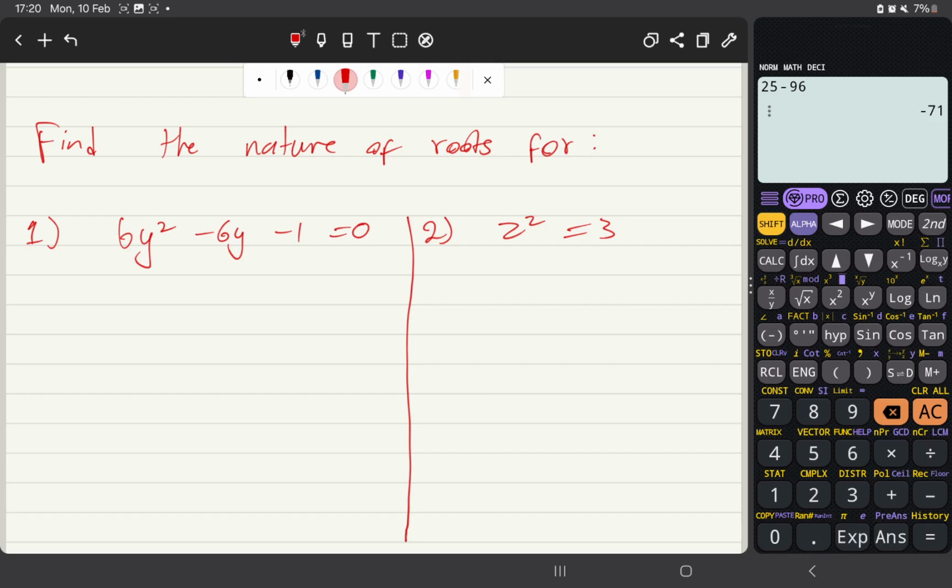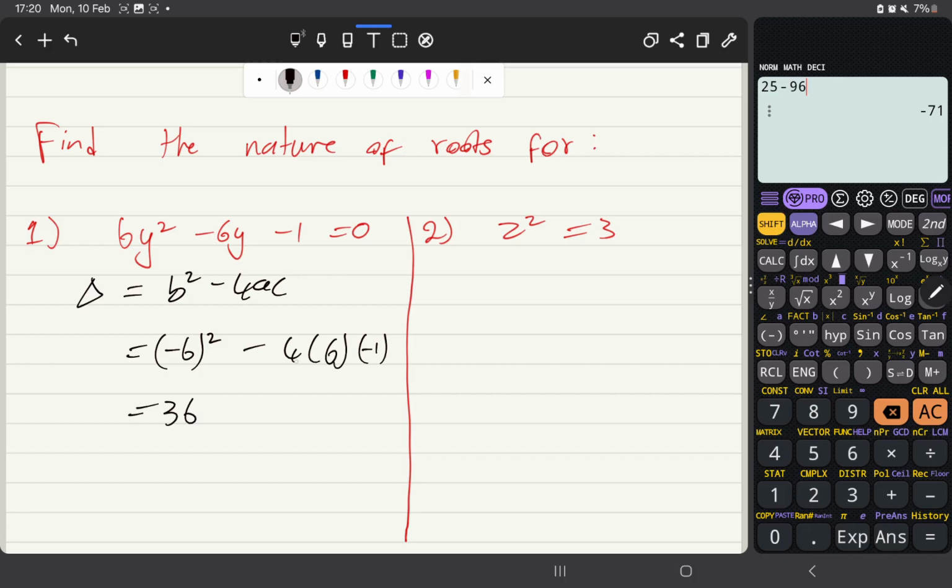Number one, the first one, we have to find the nature of the roots, right? So remember I said what determines the nature of the roots is your discriminant, defined by b squared minus 4ac. Now I'm just going to substitute. My b is minus 6, squared, minus 4 times my a, my c is minus 1, right? It's 36, and 4 times 6, that's 24. Negative plus, so 24. So what do you have?